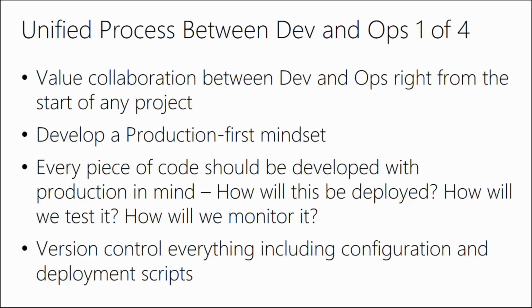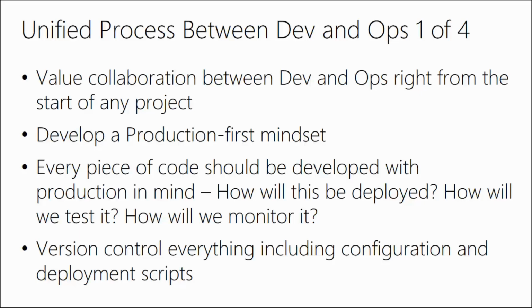So the first thing that we need to know about the unified processes between the development and the ops team is that the value collaboration between these two teams should be right from the very start of any project. So you can't really begin the development of the software or the app, and then bring in the ops team to do their part. You need to pull them together at the same time and then lay everything out on the table so every individual understands the processes and the entire environment that you're trying to automate.